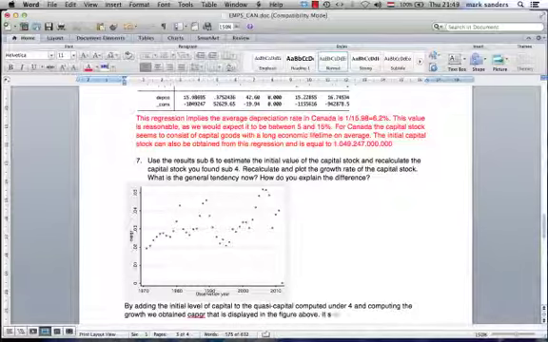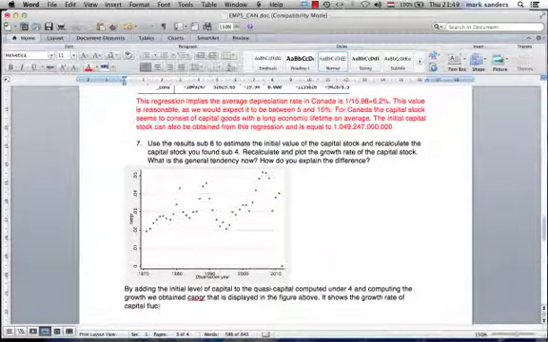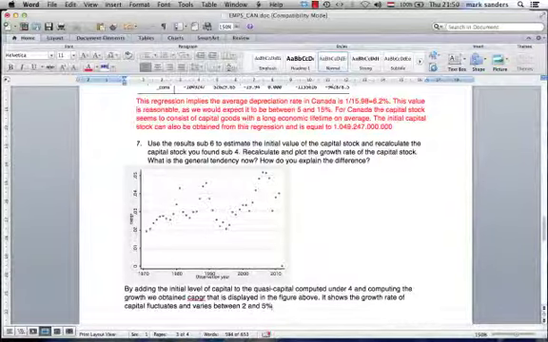It shows the growth rate of capital fluctuates. It fluctuates and varies between 2 and 5%, not unlike the GDP. Something you might notice. Okay.